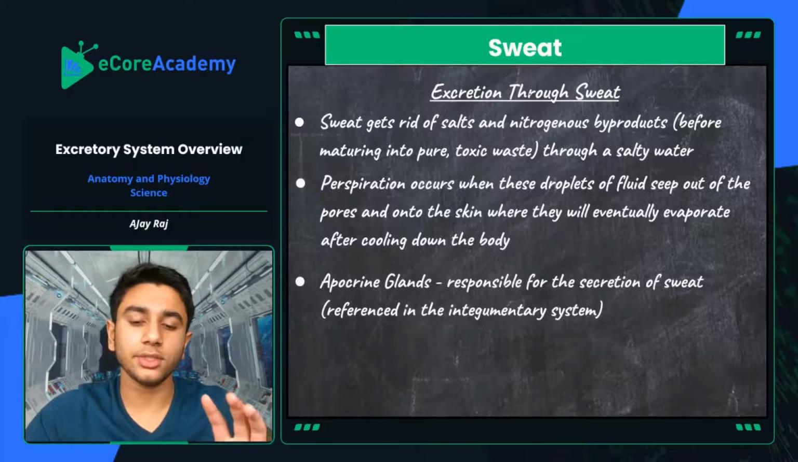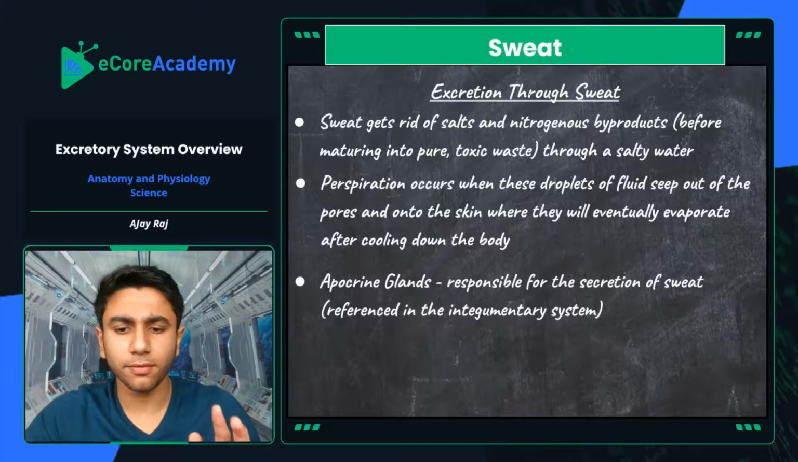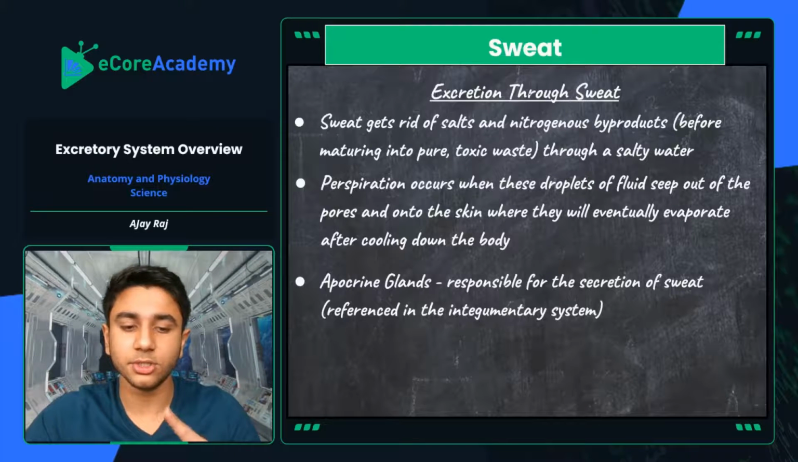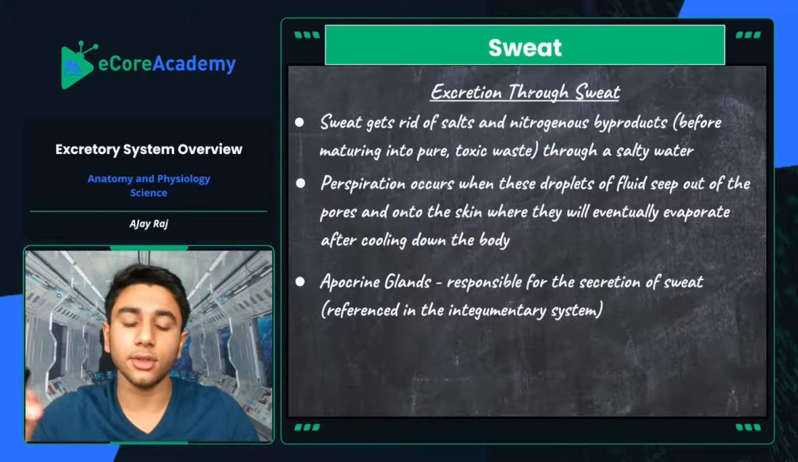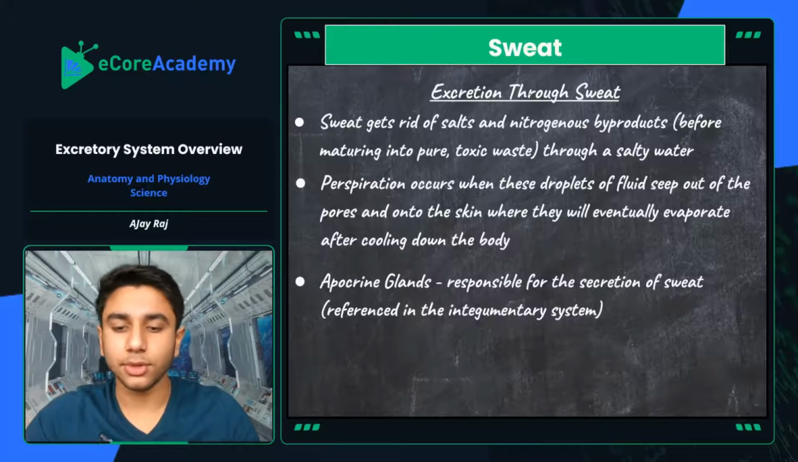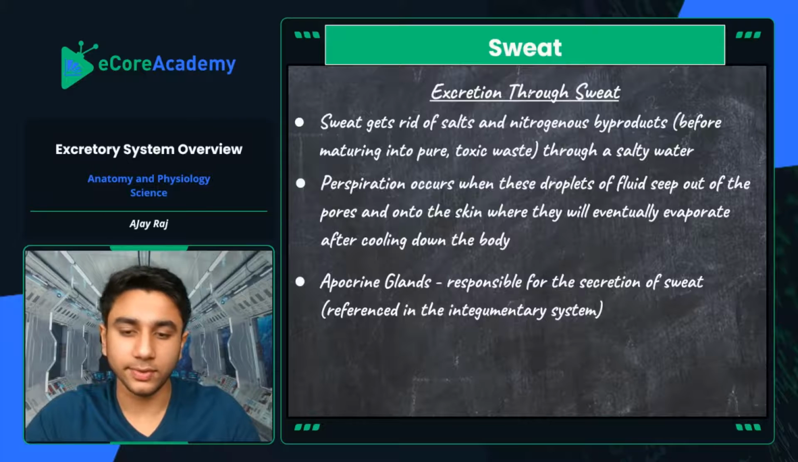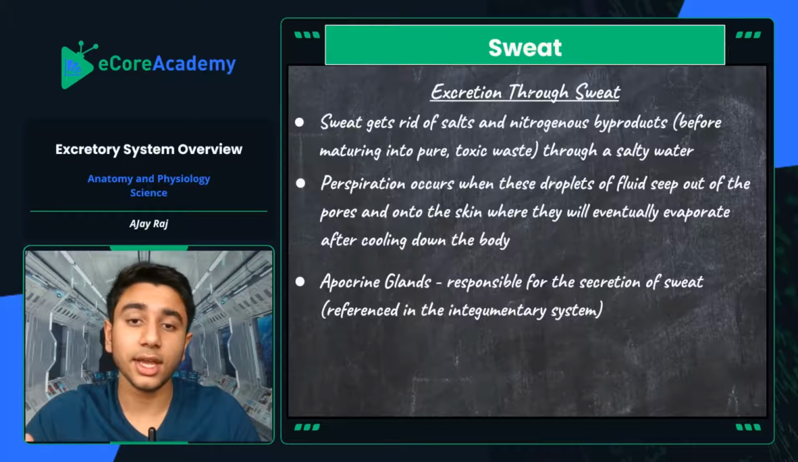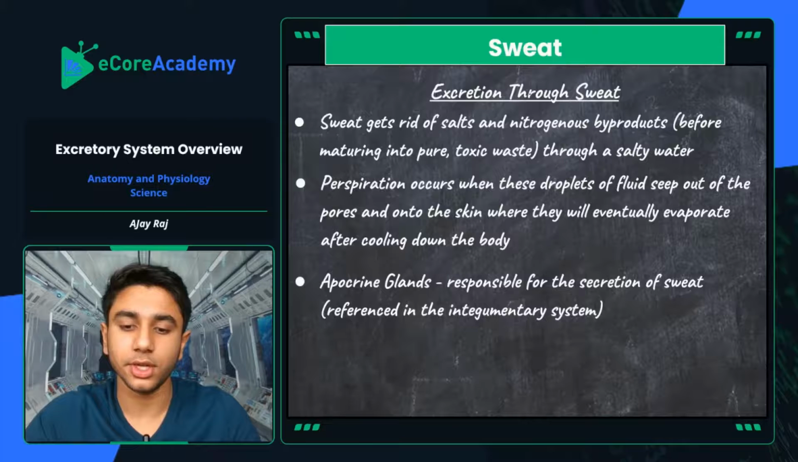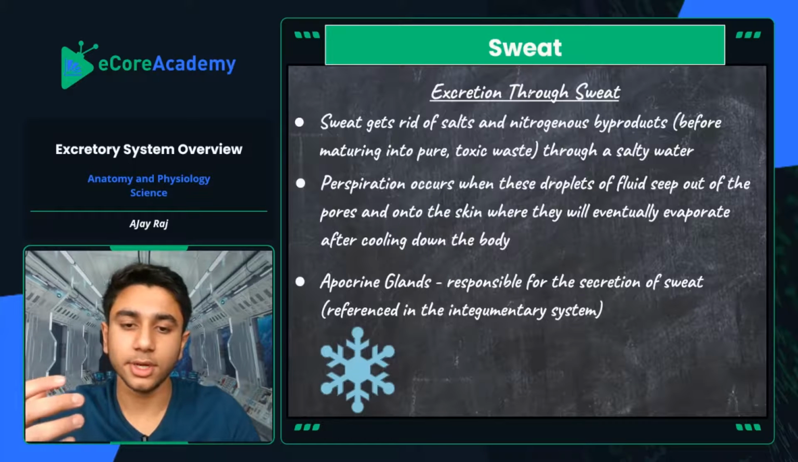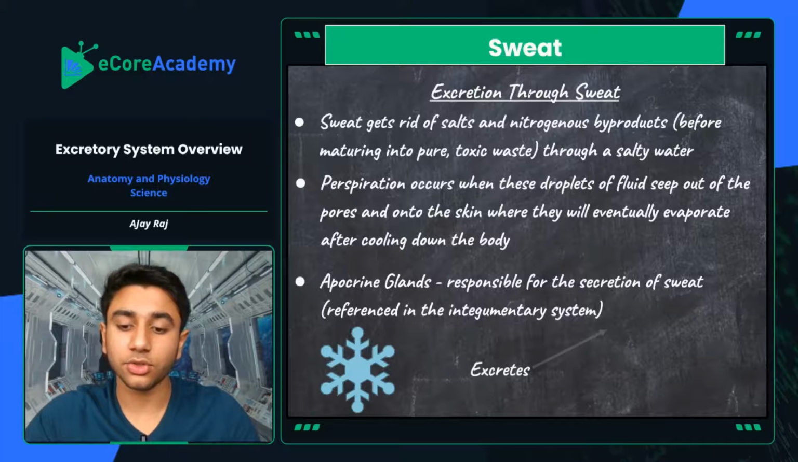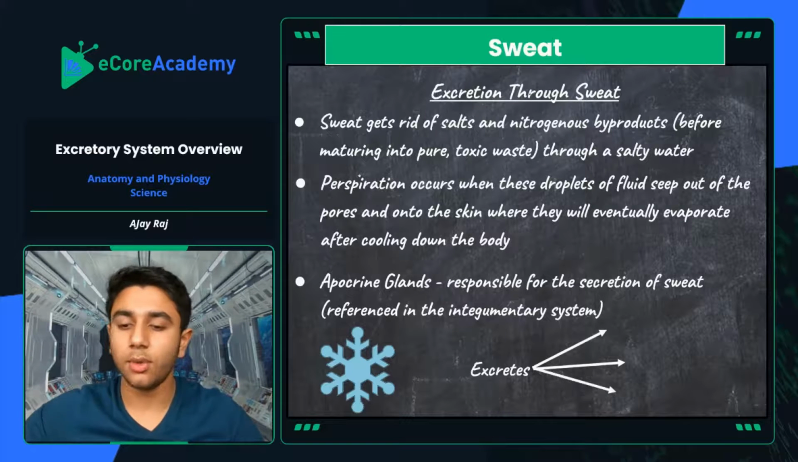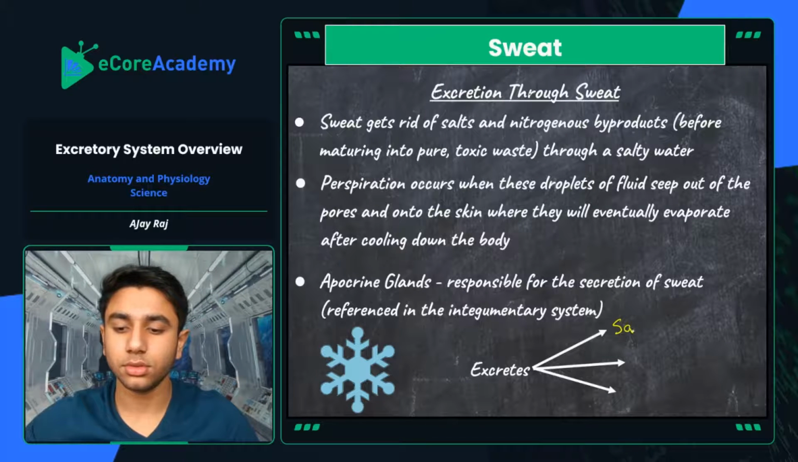And then the apocrine glands, which you guys might recall, hopefully, from the integumentary system. If you did watch that, if you haven't, please go check that system out as well. But the apocrine glands, of course, at eCoreAcademy, are responsible for the secretion of sweat, and they're referenced in my previous videos. And these glands stimulate that secretion. They control how much is being secreted. And then, of course, it's responsible for cooling down the body. And then it excretes 3 different products. So one of those products being salt. Then you have nitrogenous bases.